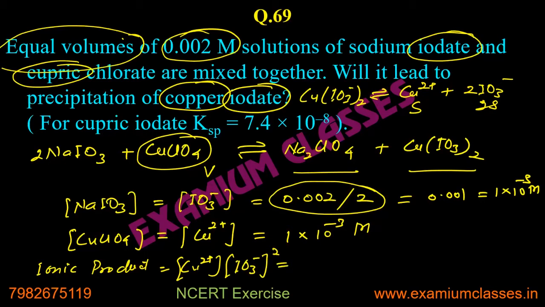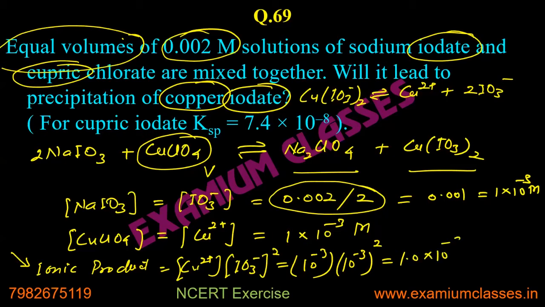Here I don't need solubilities, so I can write just the ionic product like this using that equation. Now Cu2+ is 1 into 10 to the power minus 3, I am writing just 10 to the power minus 3, and the iodate is 1 into 10 to the power minus 3 whole squared. It means it will be 10 to the power minus 9, that is 1.0 into 10 to the power minus 9. That is the ionic product.